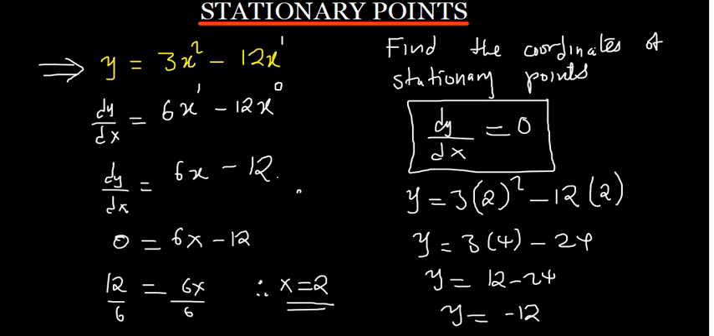Now we need to write the answer because they've said coordinate. So the coordinate of the stationary point: the x value is 2, the y value is negative 12. You always start with the x value and then you write the y value. So at the turning point of this graph, you are going to have 2 comma negative 12.